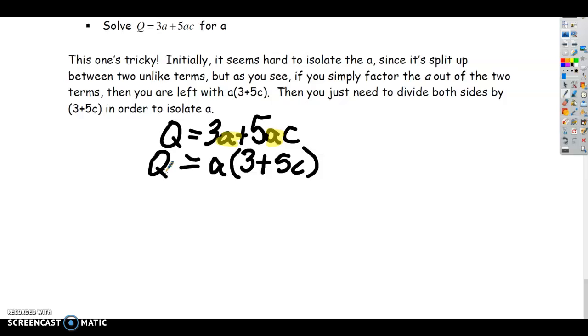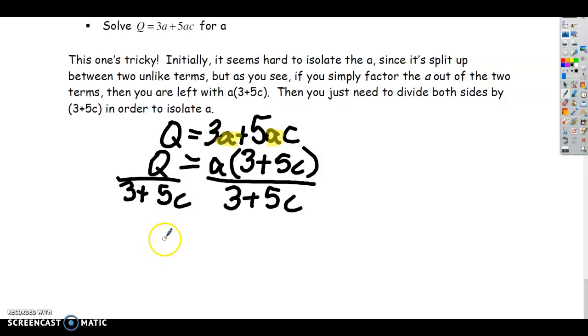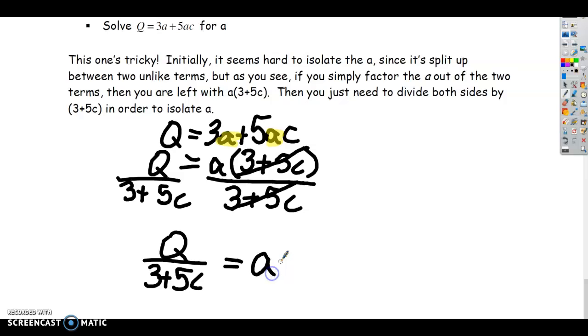All right, now once you do that, it's pretty simple. A times what's in parentheses. So now we're going to divide by what's in parentheses. So q divided by 3 plus 5c equals, anything divided by itself is 1. So everything cancels and leaves just a. So we had to solve for a.